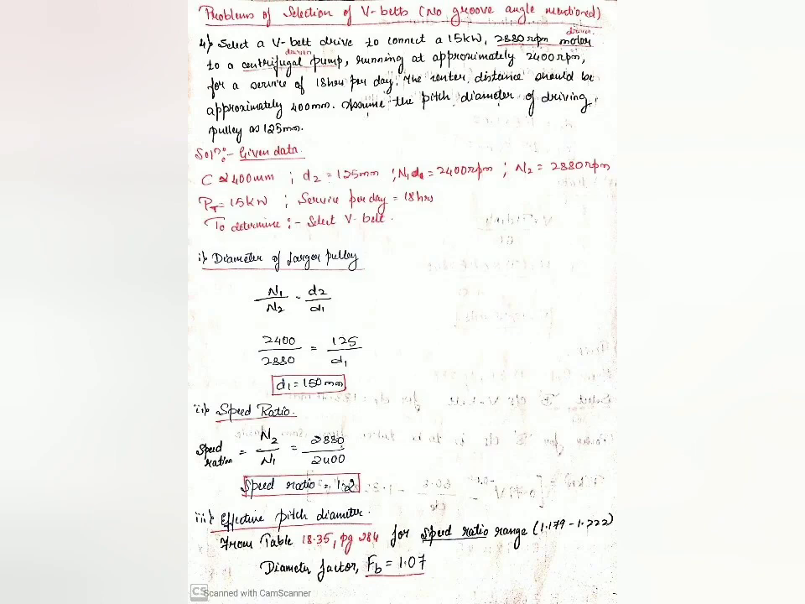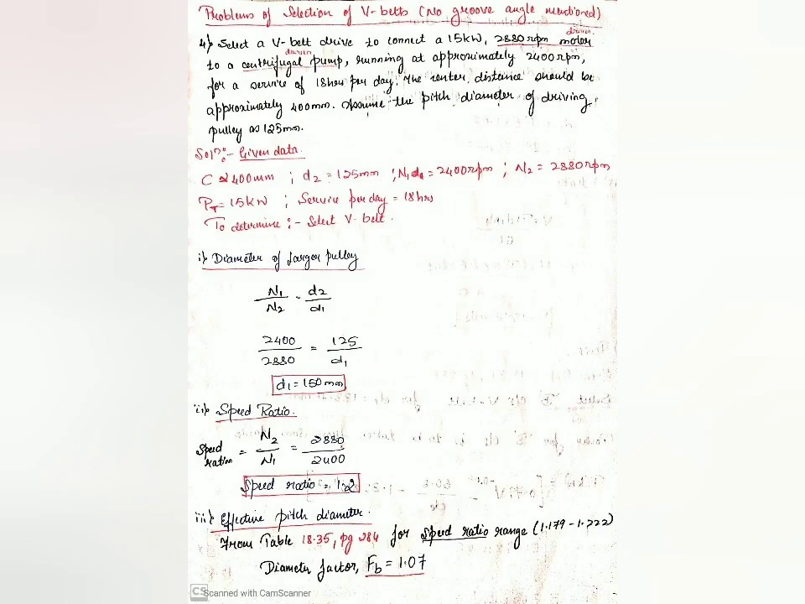So we have seen problems on design of flat belts and V belts. Now we'll see a problem on design of selection of V belts. So here in this selection of V belts, there will be no groove angle mentioned. So the procedure for solving selection of V belt problems is a little bit different compared to the ones which we have already solved previously. Now we'll see a problem.